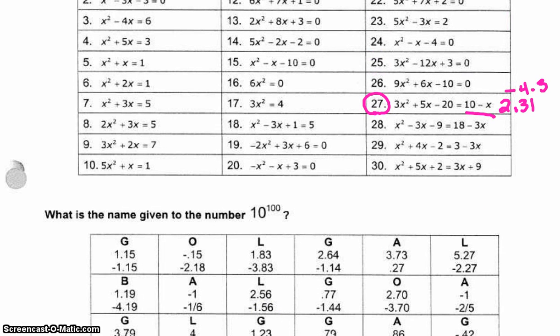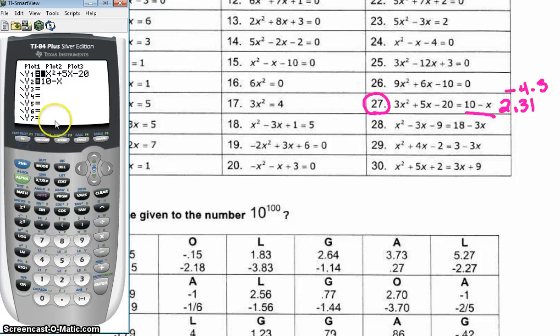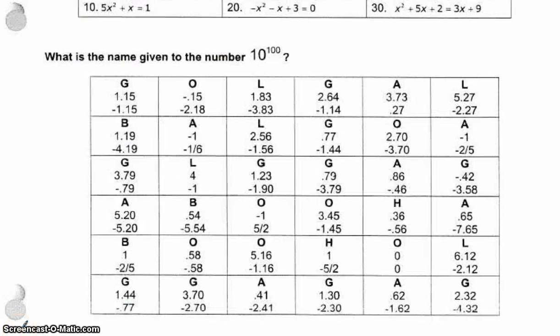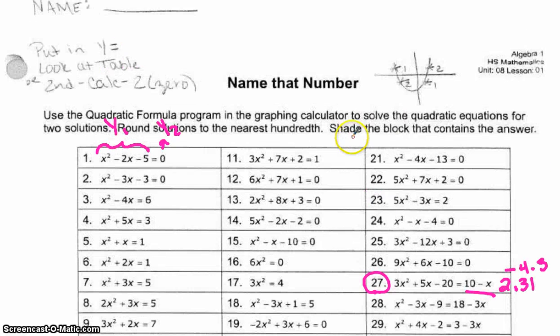So let's go back to y equal and make sure we got the right thing in. 3x squared plus 5x minus 20 is equal to 10 minus x. So it looks to me like we do have it incorrect. And it's still negative 4.3. If you look all the way down into the bottom right corner of your choices, negative 4.3 and positive 2.3 are there. So you mark that box out, because your instructions up here tell you to shade the block that contains the answer.